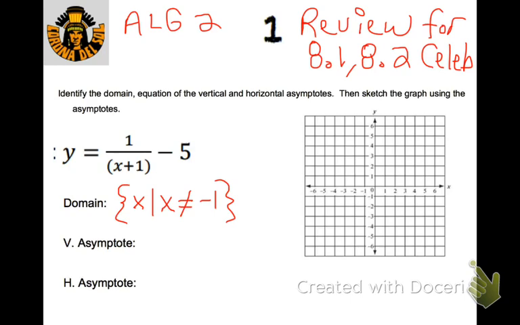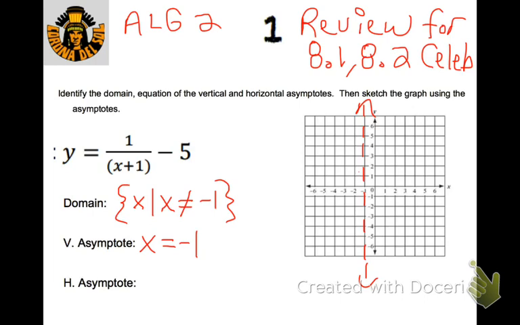Now also the vertical asymptote is x equals -1, because again that's the number that you're never allowed to plug in. So that means you're going to have a vertical asymptote right here at -1.